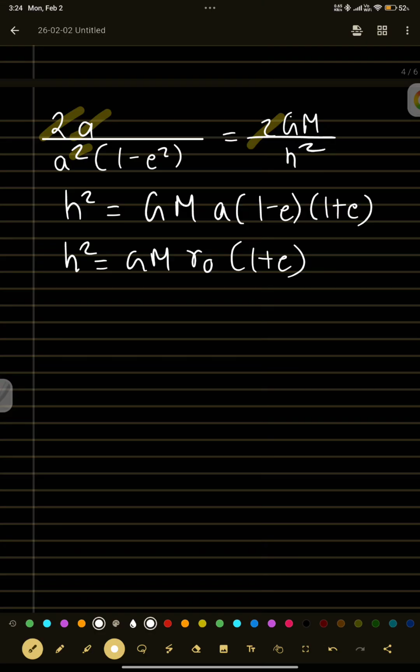Is there any question till here? Now, how will you find out the expression for time period? That is the key.